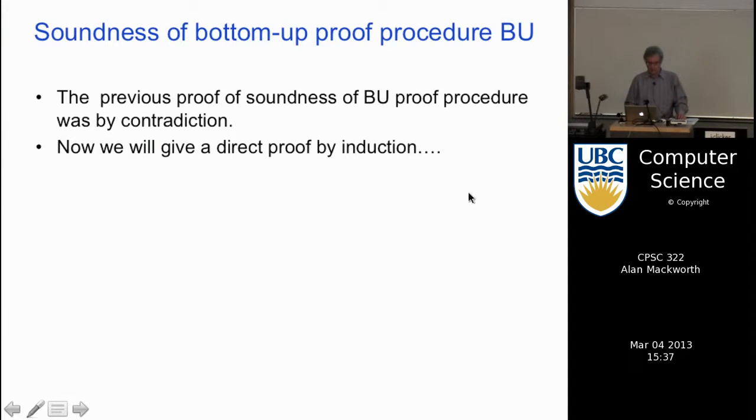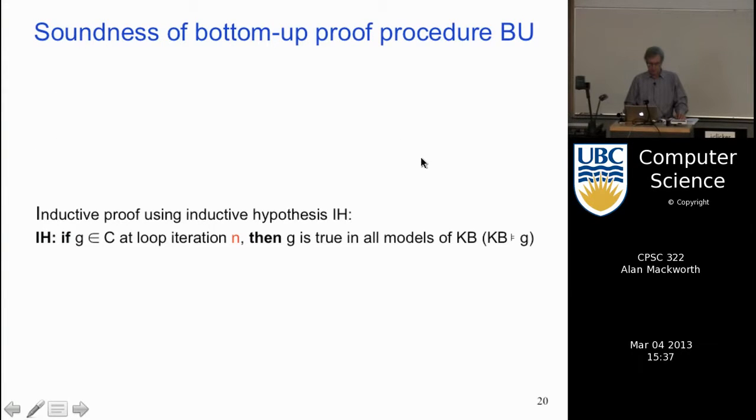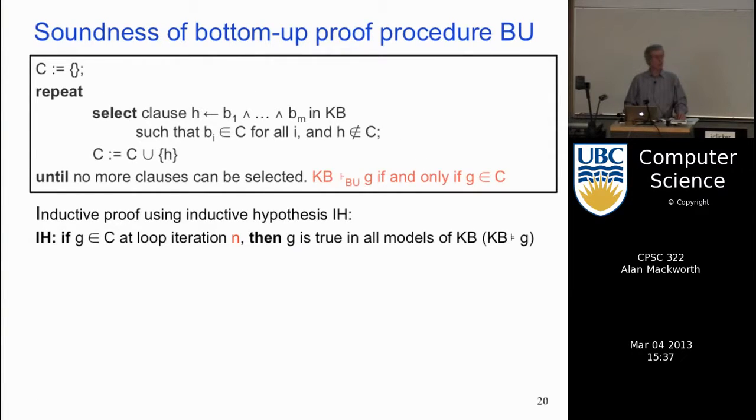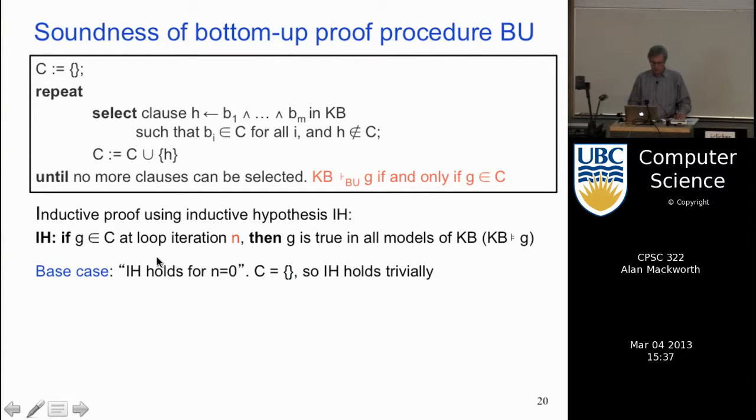We'll give a direct proof by induction of the same theorem, that the bottom-up procedure is always sound. OK, here's the inductive proof. We're going to do a familiar induction on the loop. What we're going to use is an inductive hypothesis, which we call IH: if G is in C at loop iteration N, then G is true in all models of the knowledge base.